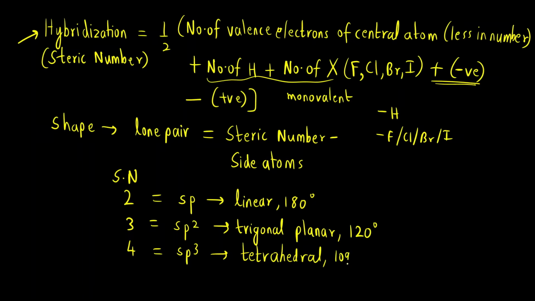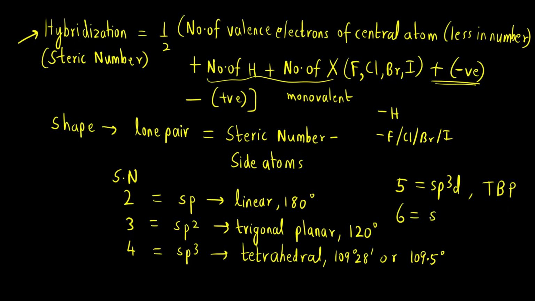Bond angle is 109 degrees 28 minutes, or we can say 109.5 degrees. Okay, 2, 3, 4, and if it is 5, then what is the hybridization? Hybridization will be 5 orbitals, s, p, 3, d. Geometry is what? Trigonal bipyramidal, or TBP.